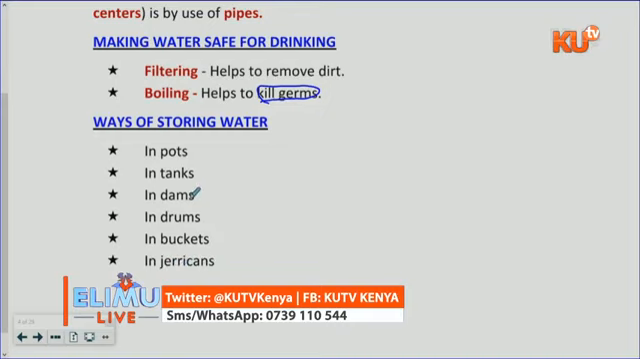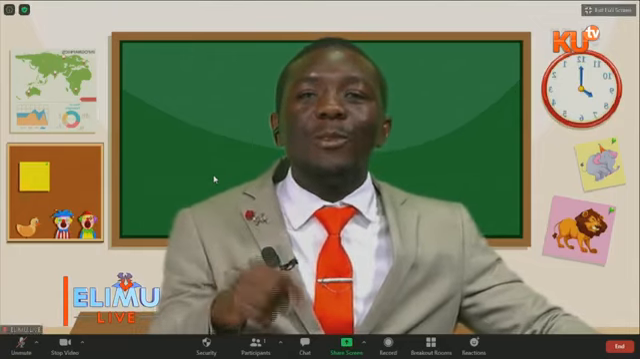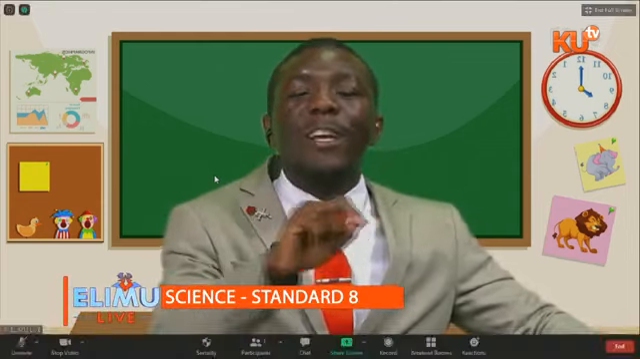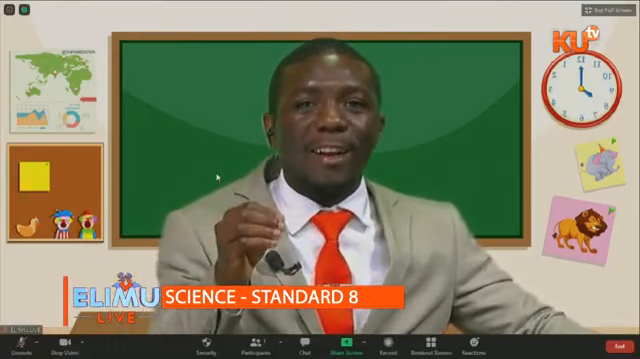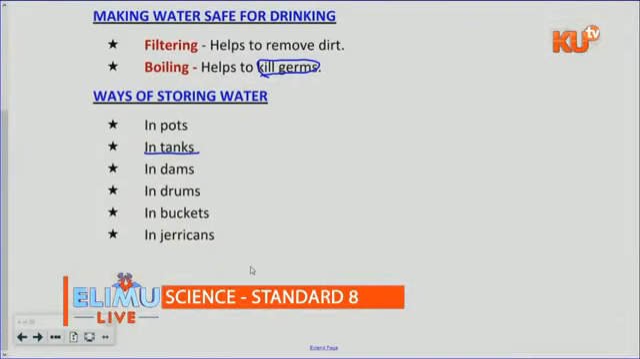There is a key thing I want to underline there. Ways of storing water, number two, I said in tanks. Water can be stored in tanks, but we cannot store water in a tanker. So a water tanker is used to transport water. But tanks are used to do what? To store water. So if it has got an -er, that one is for transporting. If it is just a tank, that one is for storing water. And then I've said jerry cans, then buckets. Correct. So these are the main ways that we use to store water.